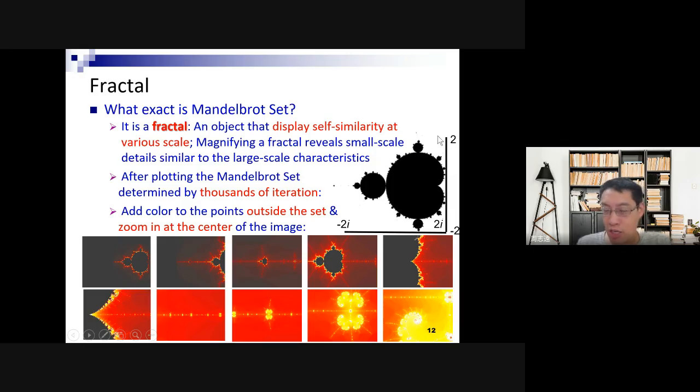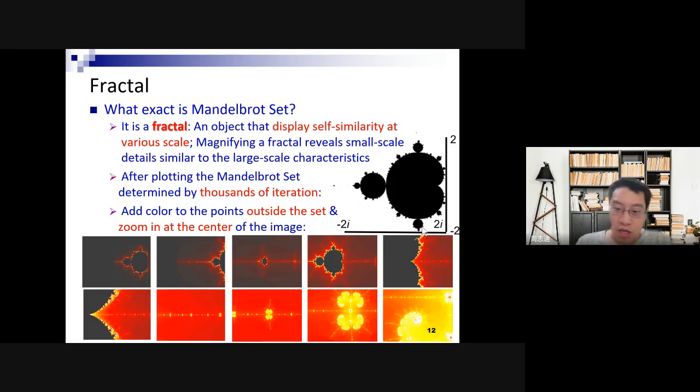This represents a set of complex numbers. The complex numbers in black color are the complex numbers that belong to the Mandelbrot set, while the white color means the complex numbers outside the Mandelbrot set. So the result of a Mandelbrot set is this pattern you see over here, and this pattern is actually an example of fractal.